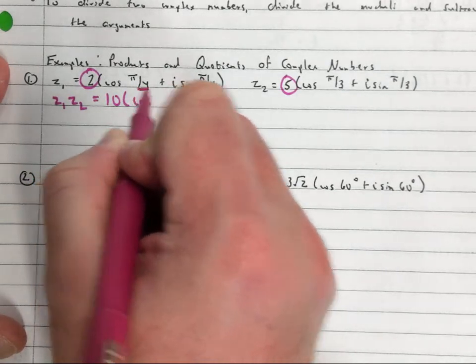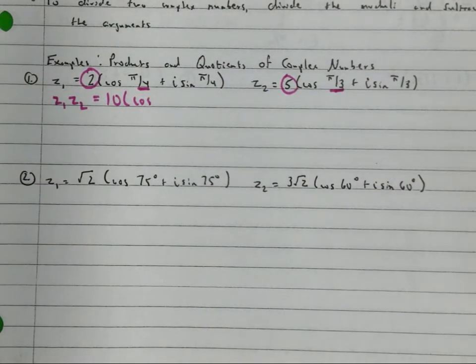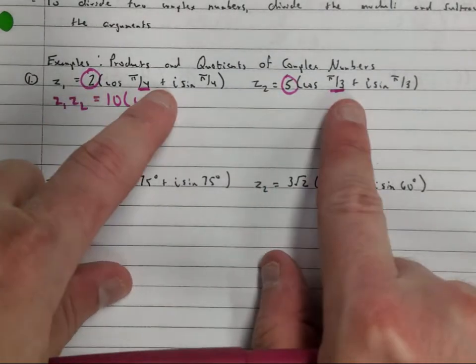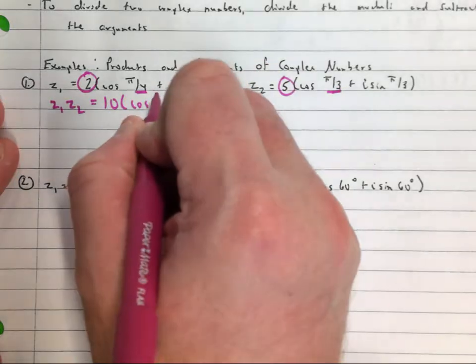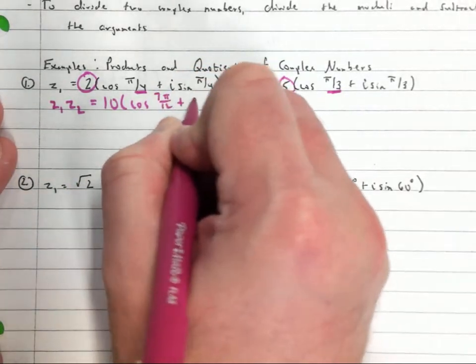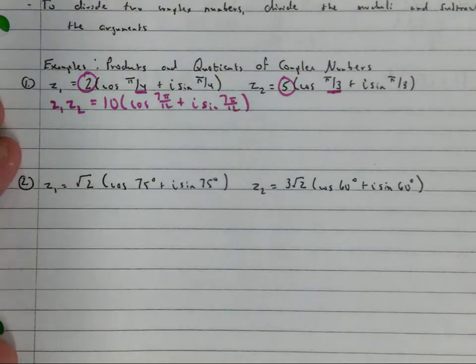What do you think we do with these inside things? You add those. You multiply the outside and you add the angles. So pi over 4 plus pi over 3. Common denominator is 12. That's 3 pi over 12 and 4 pi over 12. So what did that add give you? So it'd be cosine 7 pi over 12. And that's your answer for the multiplication.